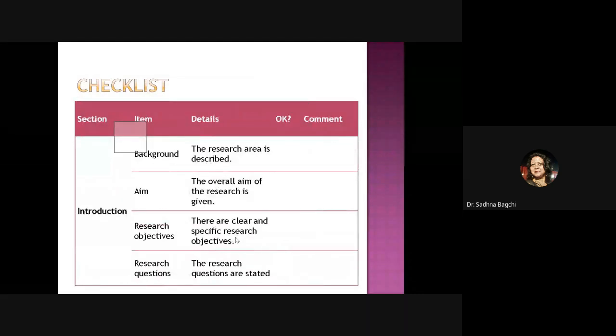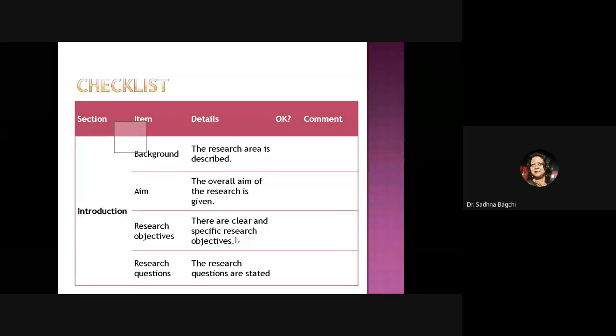Now, next step, background. The research area is described, where I already explained the background. What is the significance of the background in your research proposal? So you have to write the background of the study. The research area is described in this part. You have to explain the research area.